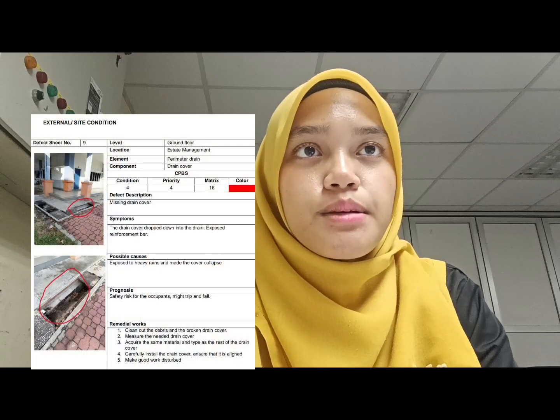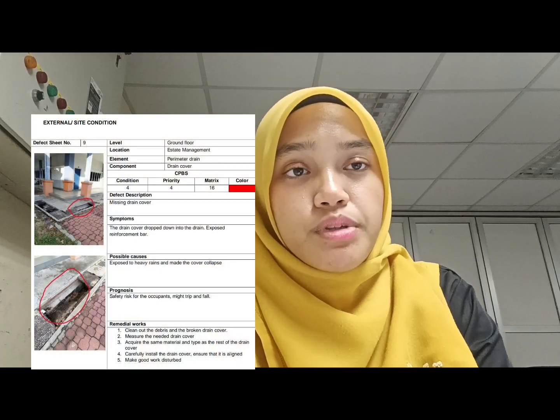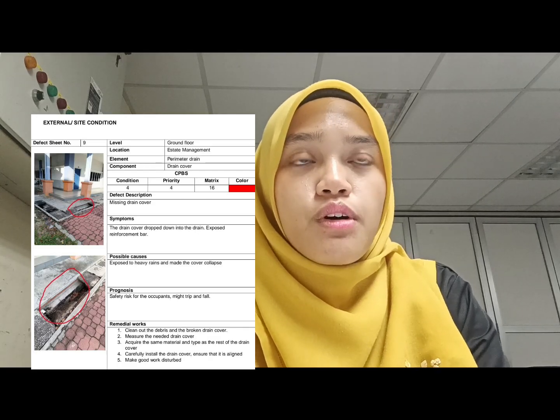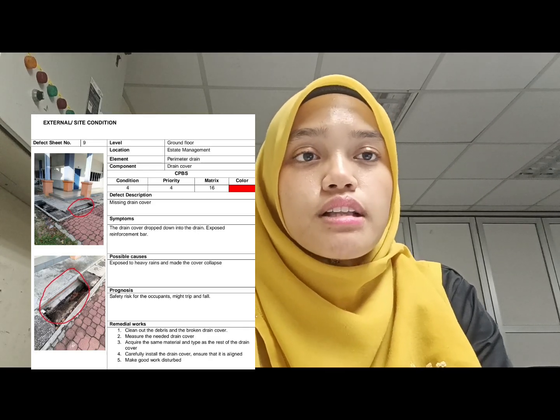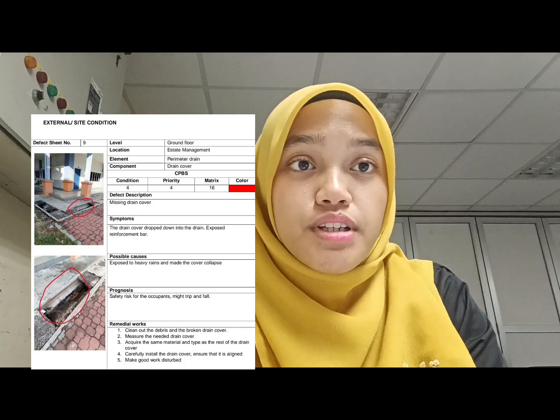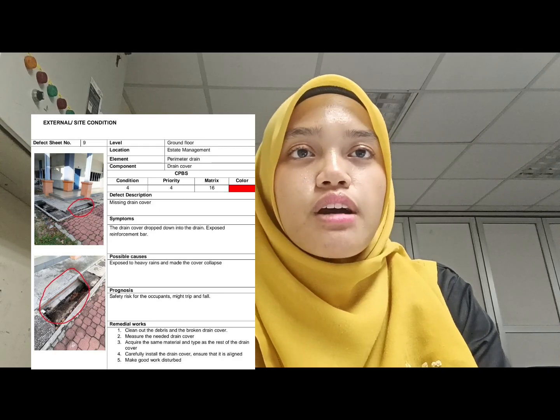So for the last 2 elements, which is the external or site condition, the first one we found in estate management, which is the perimeter drain. The condition is 4, the priority is 4, the matrix number is 16, and the coding color is red. The defect description is missing drain cover.